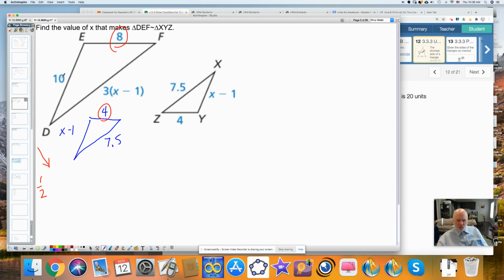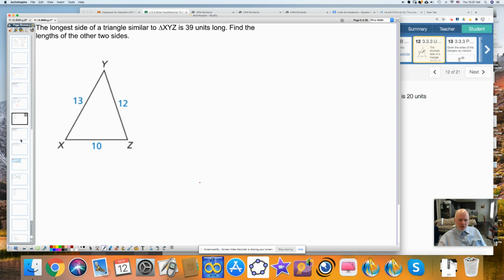Now, if I take 1/2 of 10, this has to equal 5. So if x minus 1 is equal to 5, x is equal to 6. I could have done it with a fraction, but why do I want to make more work for myself when it's pretty easy with this? This is a problem similar to what I've done before. I'm not going to work through it for you now.